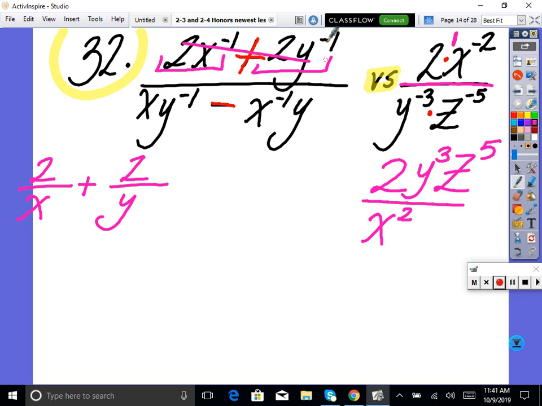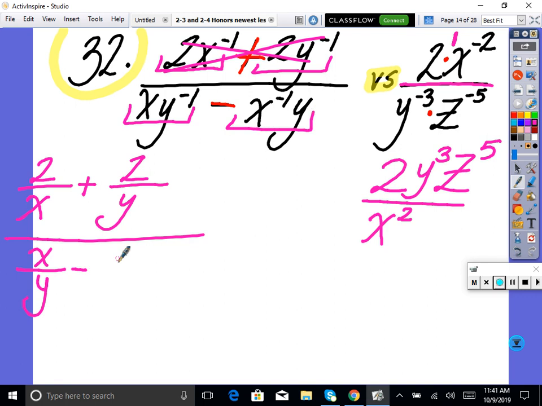All I've done is rewrite this, haven't I? Yeah. Then we have a divide sign. Now let's rewrite this section. X over y. Minus sign. Y over x. And now do you see how you've now just written a complex fraction? It just took a second to get there. Now you have to simplify it.